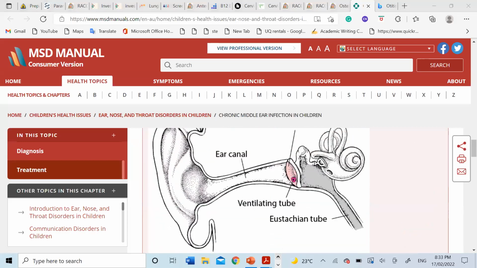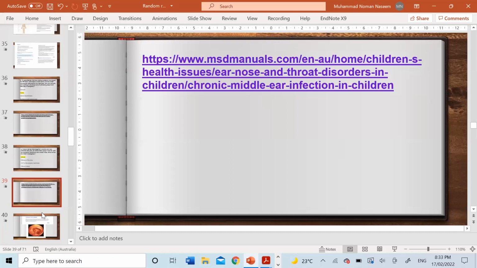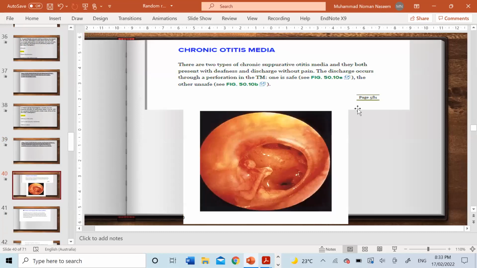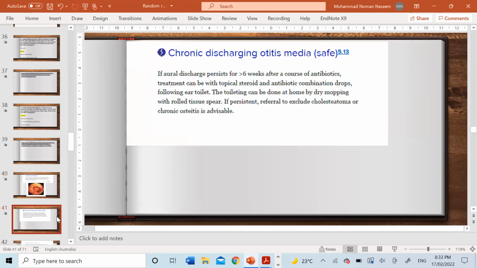All right. Okay. So this is from your GM, guys. If you look over here, it's a perforated chronic otitis media. There are two types of chronic otitis media, the suppurative one and the other one is the safe one. The safe one is the one in which there is no formation of the cholesteatoma. And the unsafe is the one where the cholesteatoma has formed.